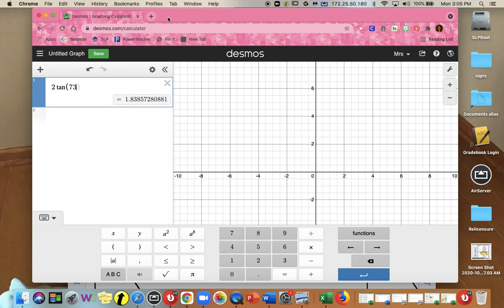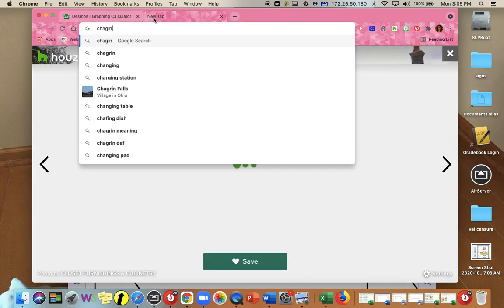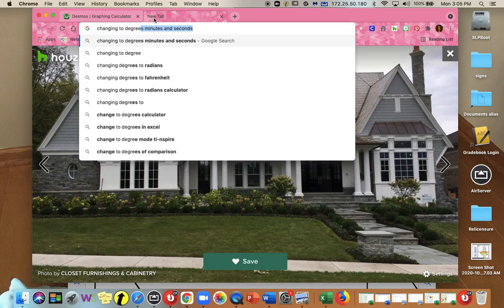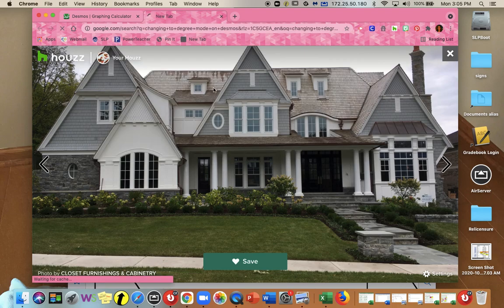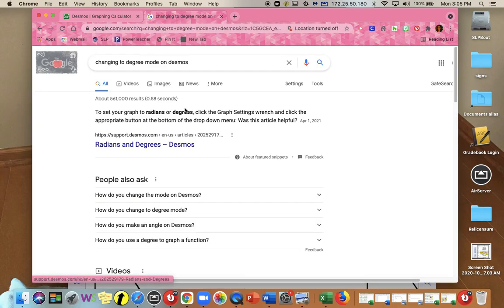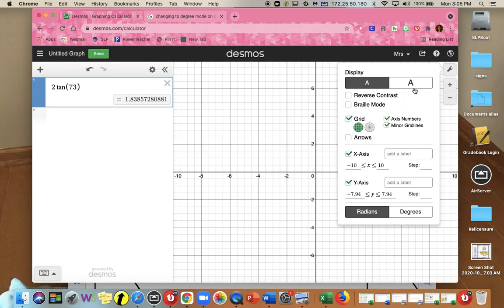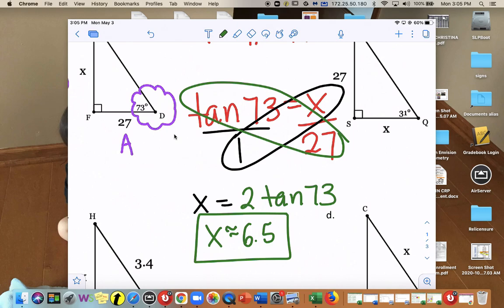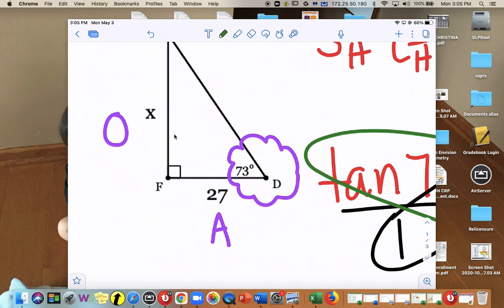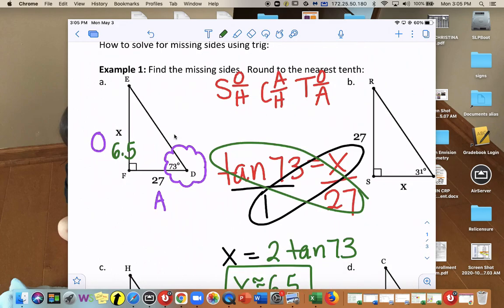The mode on Desmos. Let's take a look. Changing to degree mode on Desmos. To set, click on the graph settings wrench. Okay. Settings. Here it is, degree. So here's how we change. So again, the wrench and degree. Oh, okay, there it is. So we can see it's 6.5. Okay, so now that we've changed it to degree mode, again, the wrench and then change it to degrees, we get the same answer. It's about 6.5. And we know our hypotenuse, our opposite side. Okay, so here it is, 6.5 about.